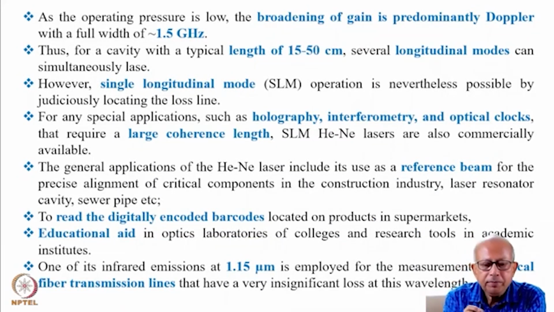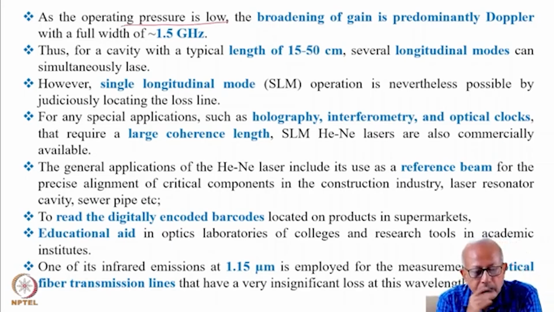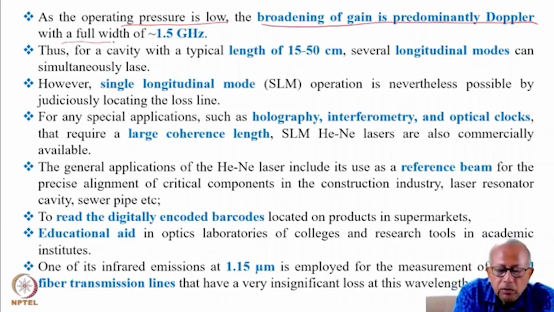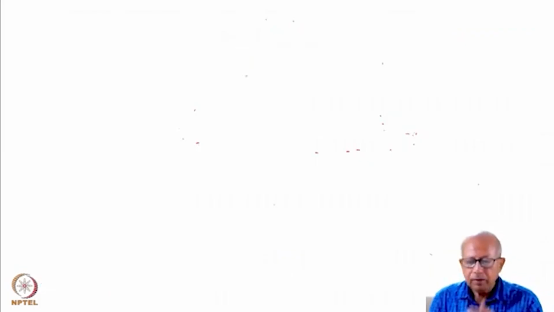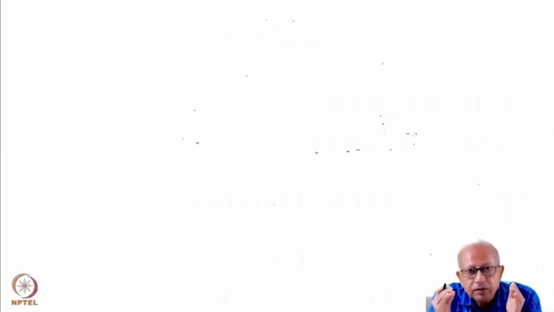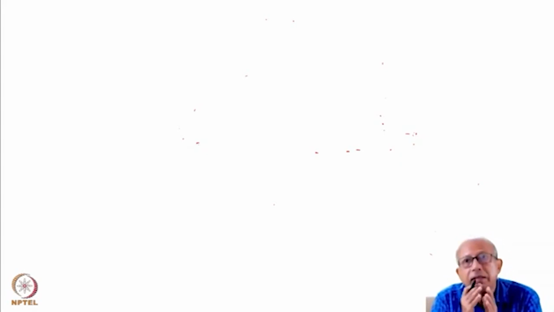Now, as the operating pressure is low, we just saw that the broadening of gain is predominantly Doppler with a full width of about 1.5 gigahertz. Let me elaborate a little. You see, the pressure cannot be increased. So that's why we are saying that the pressure broadening of gain is less. Gain broadening as a result of pressure is low.